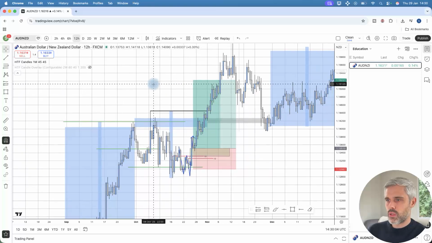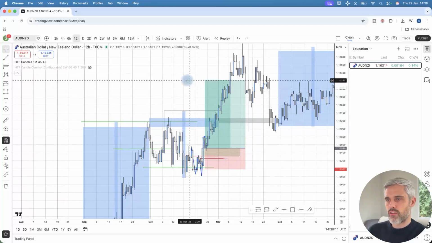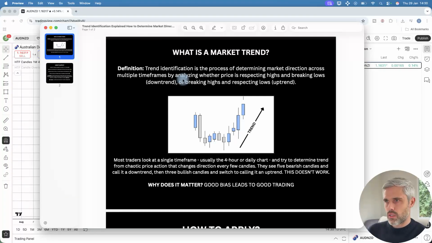So that is how to ride trends in the market, but trends that make sense, that trade in line with higher time frame candle closures. So what is a market trend? Trend identification is the process of determining market direction across multiple time frames by analyzing whether price is respecting highs and breaking lows, or breaking highs and respecting lows. The added bit here is that it needs to be in context with higher time frame candles.